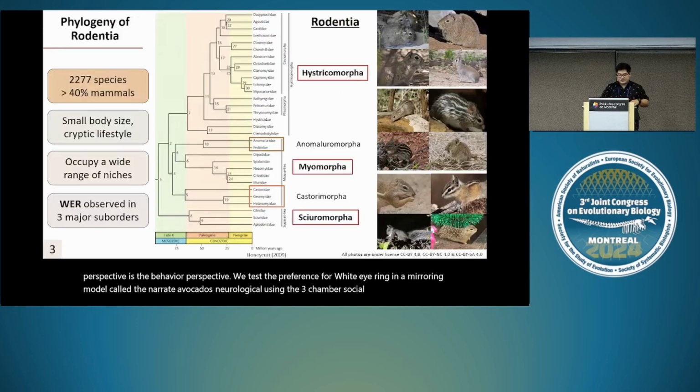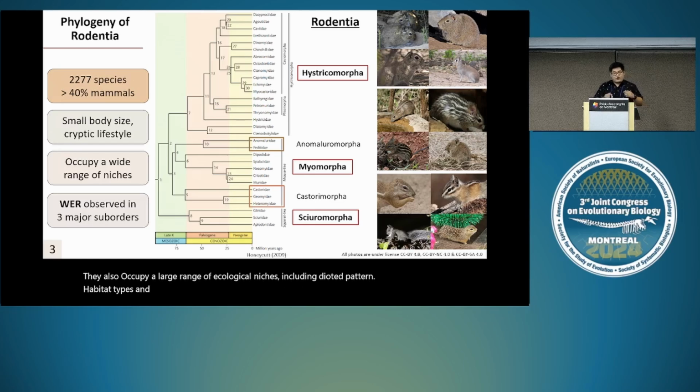There are a couple of reasons why we focus on Rodentia in our study. This order consists of more than 40% of mammalian species. They have relatively small body size and adapt to a cryptic lifestyle that tends to hide and run away from danger to avoid predation. They also occupy a wide range of ecological niches, including diurnal pattern, habitat types, and social organization.